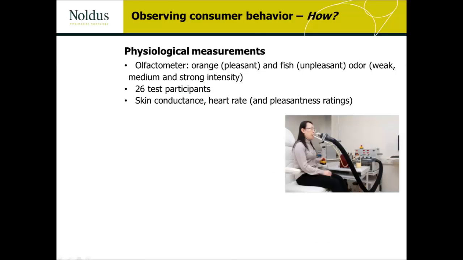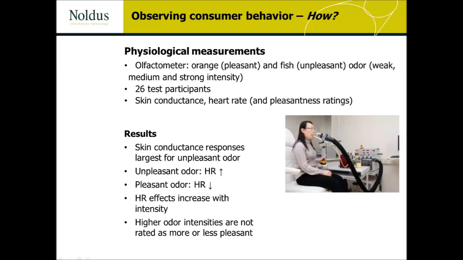Emotional responses generally co-occur with physiological responses. It has, for instance, been shown that heart rate increases in response to emotions such as anger and fear and decreases in response to disgust. The picture shows a test participant in an experiment in which 2 odors were tested, orange and fish. Orange was rated as a pleasant odor and the fish odor as an unpleasant odor. The odors were applied with an olfactometer in 3 different concentrations, weak, medium and strong. 26 participants were tested. In addition to the pleasantness ratings, skin conductance and heart rate were measured.